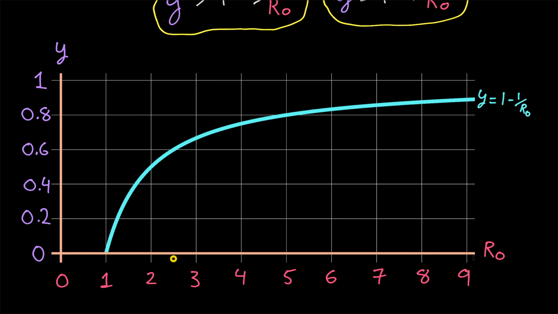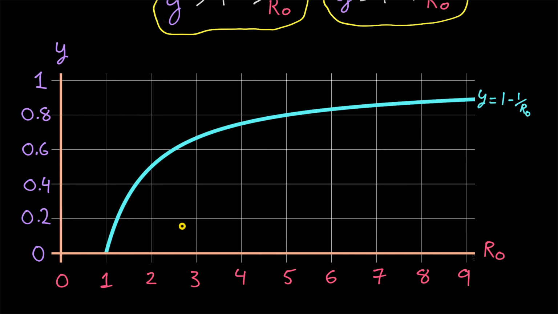Without masks, the R naught for this population would be 2.5, and you would need over 60% of the population immune in order to rid yourself of COVID-19. With masks, if you can get the R naught value down to 1.25, you would just need over 20% of the population immune to rid yourself of COVID-19.